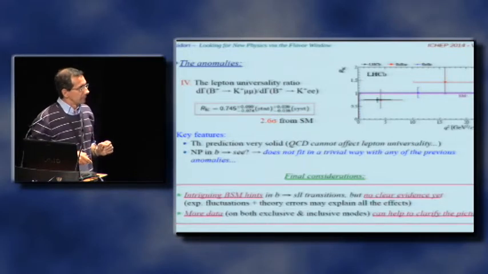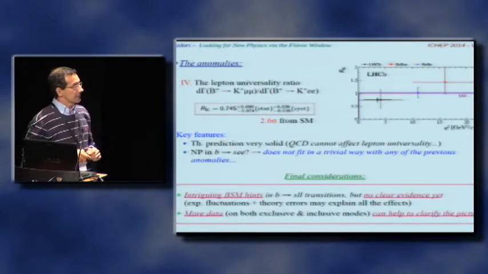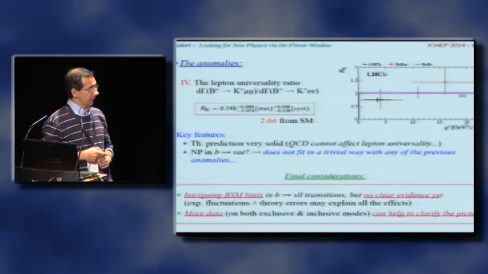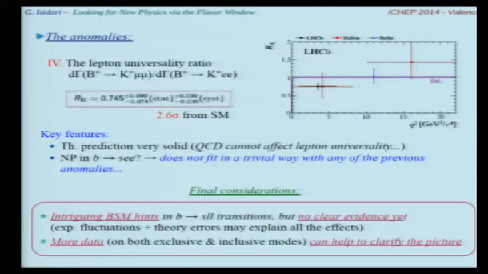but clearly there is no firm evidence of new physics. It could well be that experimental fluctuation plus the theory error may explain all these effects. And the good thing is, as I already pointed out, that more data, both on the inclusive and hopefully also on the exclusive mode, could help to clarify the picture.